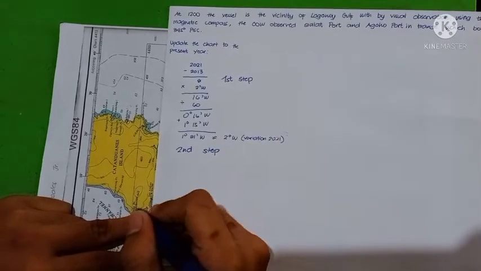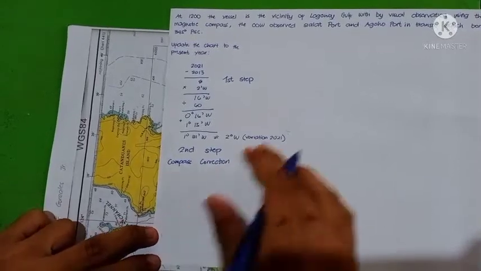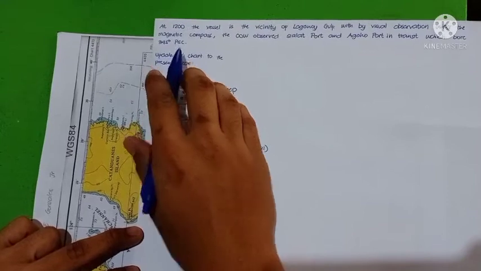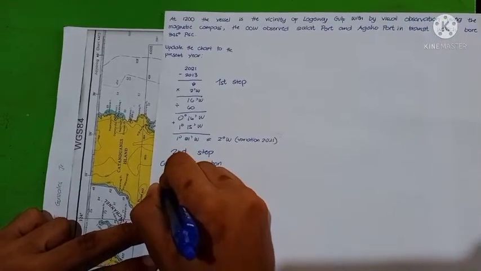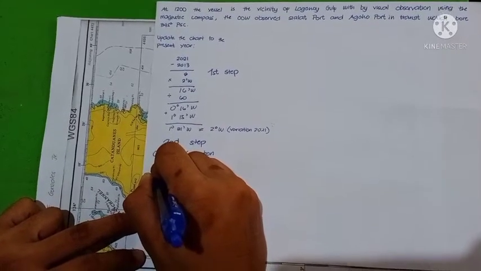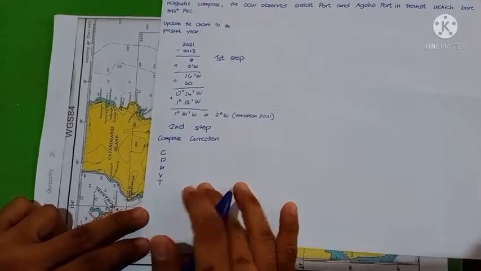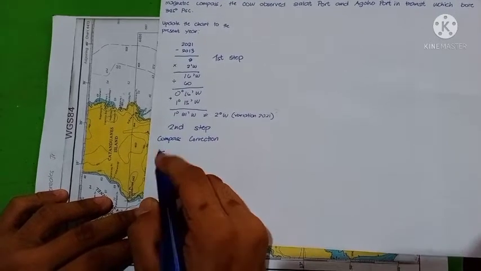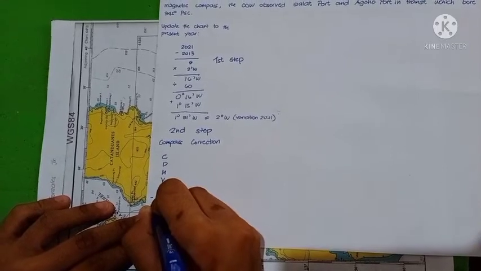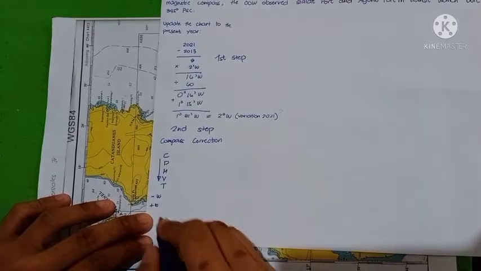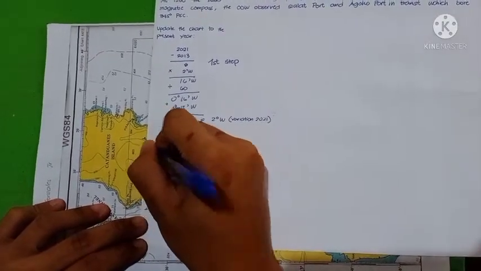And the second step is to conduct a compass correction. Since the bearing is 345 degrees PSC, we are going to compute from compass course, or we're going to use the formula or the process CDMVT. So if you are going from compass course to true course, you are going to subtract west and add east. If you are going from true course to compass course, you will add west then subtract east.